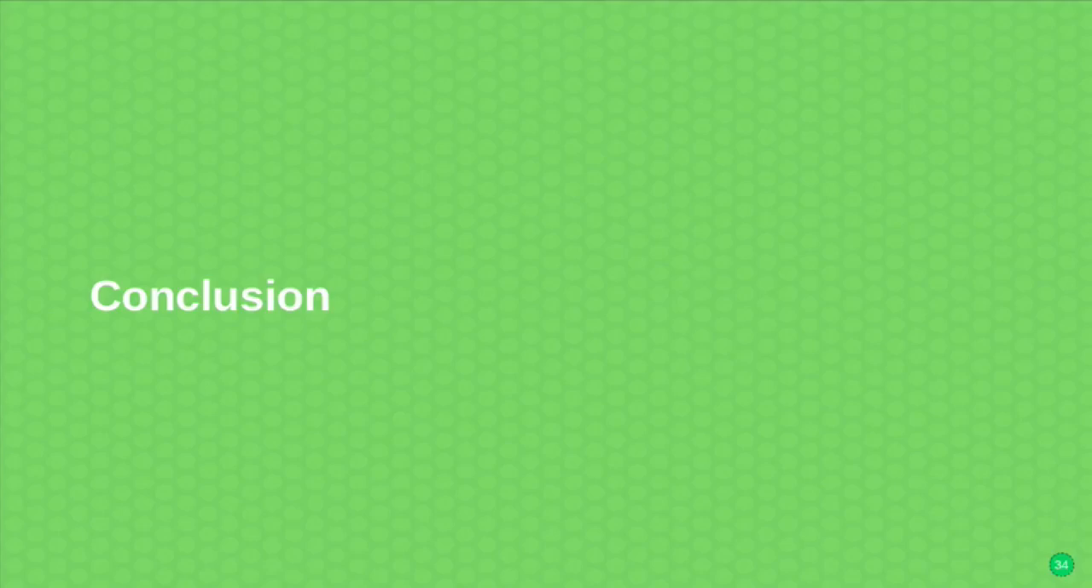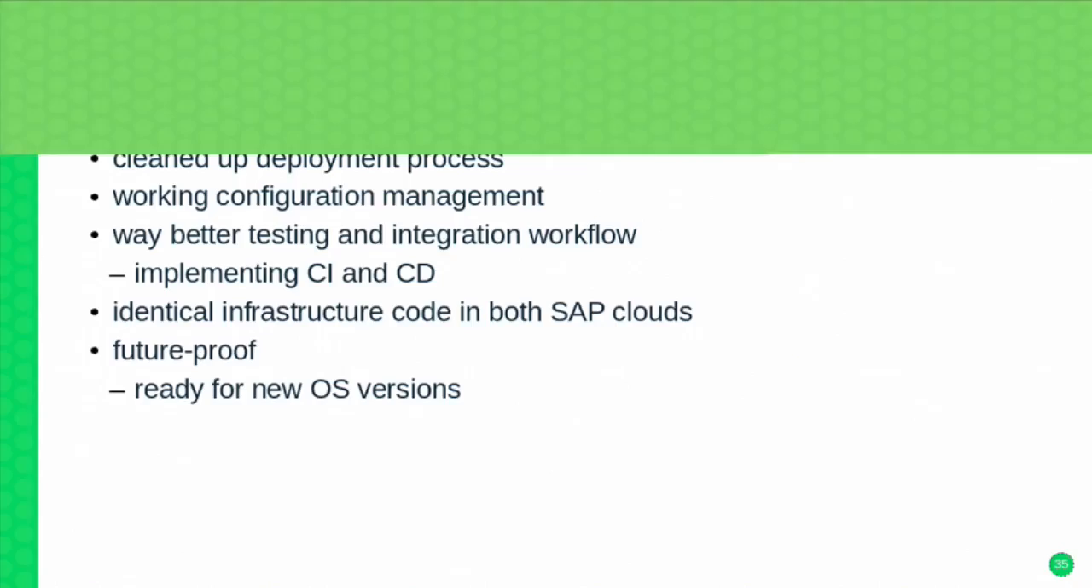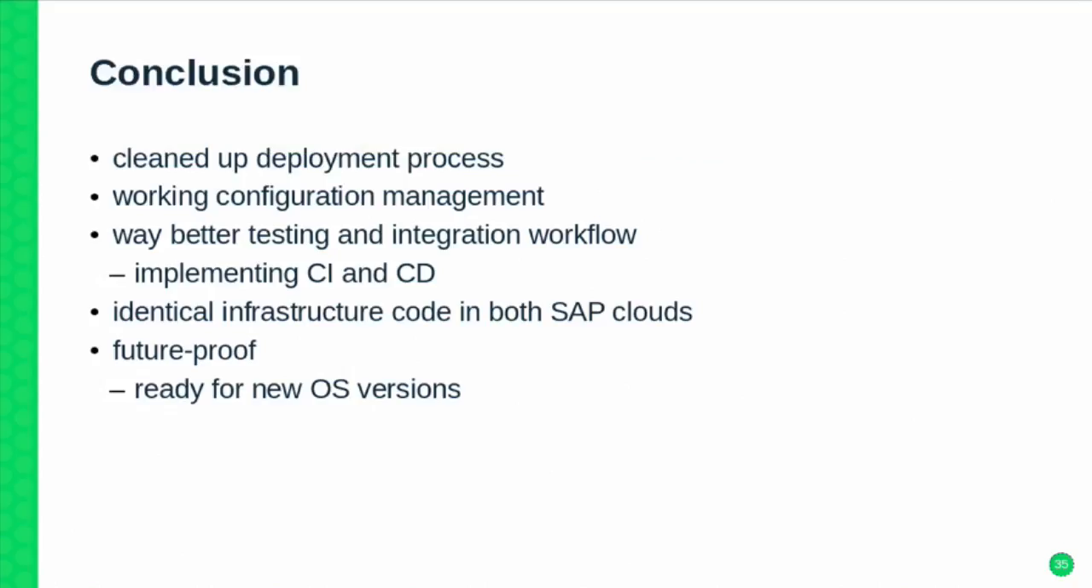So let's go on to the final conclusion. What have we done? We've cleaned up the deployment process. We've gotten rid of all that ancient Perl stuff and introduced Chef and config management. We've implemented a way better testing and integration workflow with the whole continuous integration and continuous delivery stuff. Let's call it CI, CD, and DevOps.